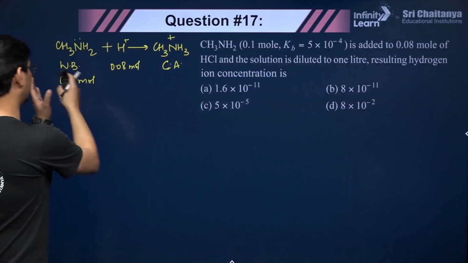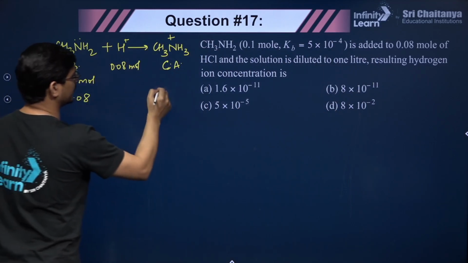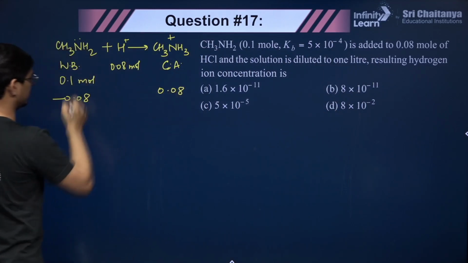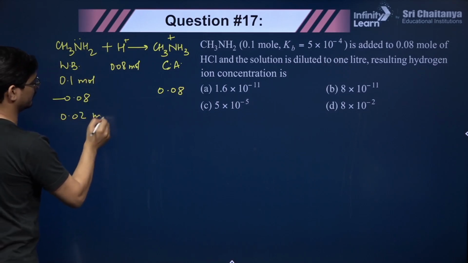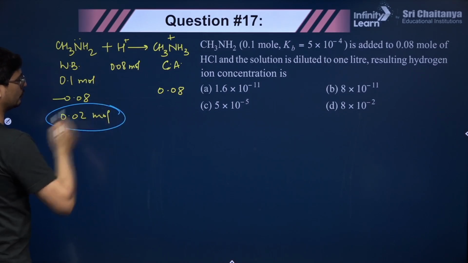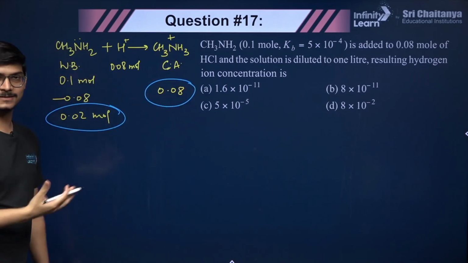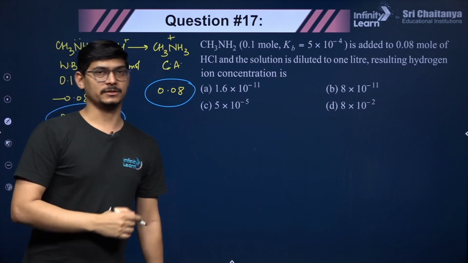So out of 0.1, 0.08 mole will convert to that side and 0.02 mole will remain. That means in the mixture you have 0.02 mole of the base and 0.08 mole of the conjugate acid. Yes, this is a basic buffer solution.